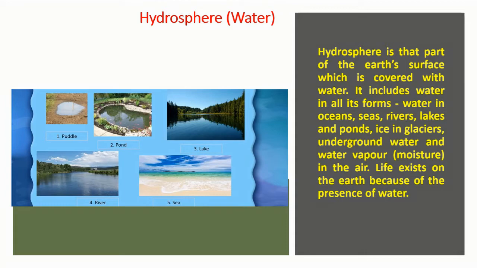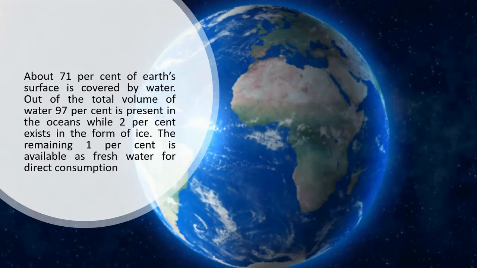So life exists on the earth because of the presence of water. We know how important water is for us. Without water, we cannot survive. So this hydrosphere is a very important part of the earth. And previously, children, we had learnt how much percent of the earth is covered with water? 71% of the earth is covered with water. About 71% of the earth's surface is covered by water.